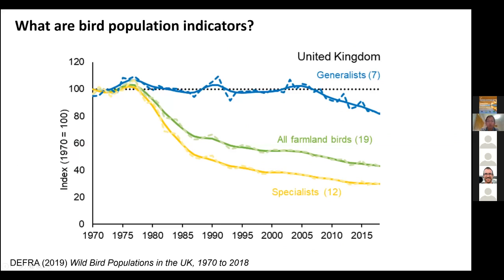So first of all, what are bird population indicators? This figure is perhaps one of the best known bird population indicators. It was developed in the UK and shows how British farmland birds, especially habitat specialists, shown in yellow here, have been declining rapidly since the 1980s. These indicators are developed using bird count records based on nationwide monitoring schemes. And as you can see, they can clearly summarize the status and trends of bird populations.